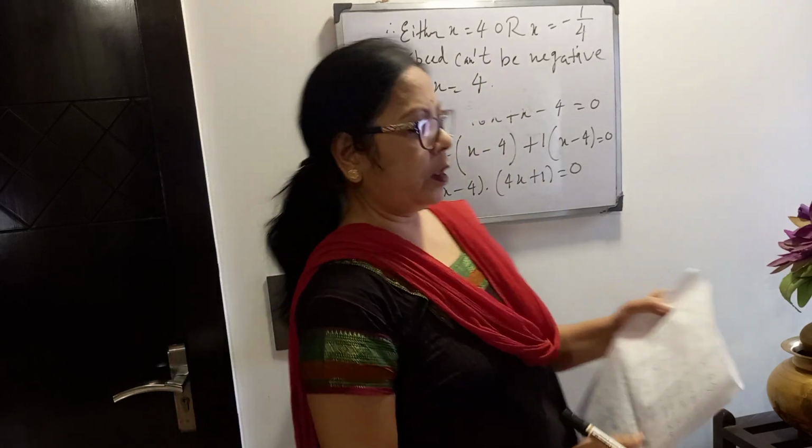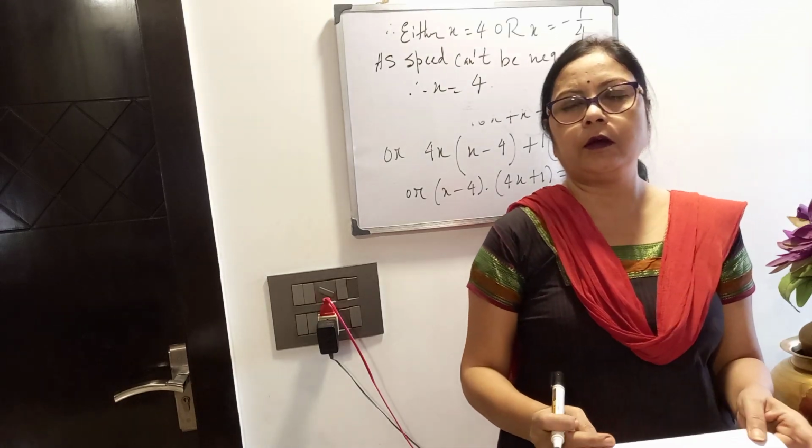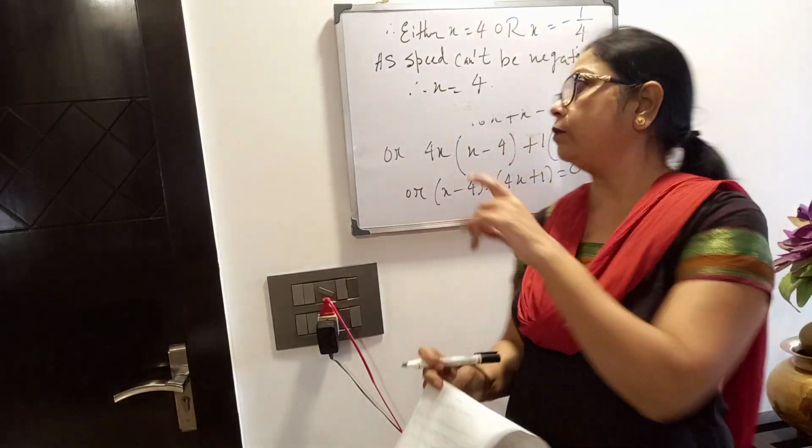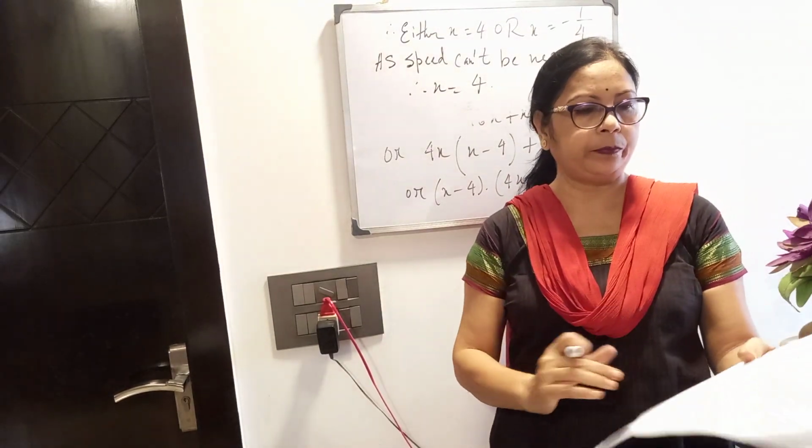So what will be your final answer? What to find out? Find the speed of boat in still water. Therefore, speed of boat in still water is 4 km per hour. Now next one.